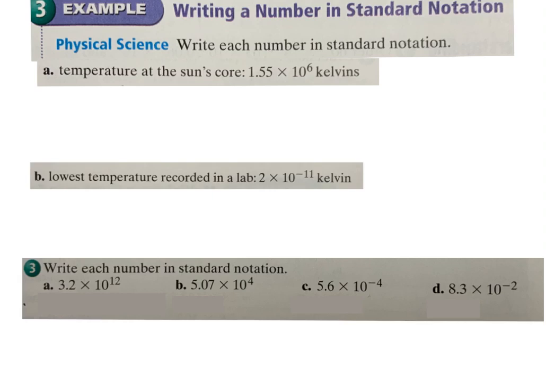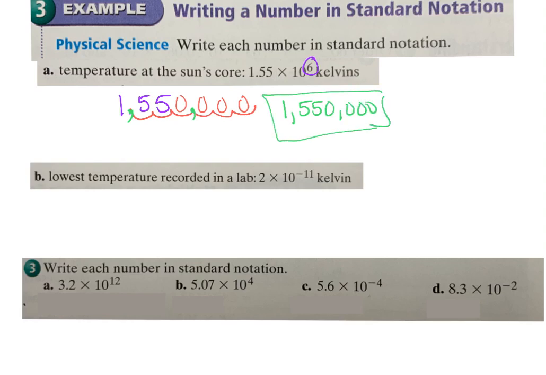All right? So for this one, we have 1.55, and it is to the 6th power. So we're going to move it 6 places. 1, 2, 3, 4, 5, 6. When you have empty spaces, you fill them in with zeros. And then put your commas accordingly. We know we put them every 3. So my final number would look like this, 1,550,000.